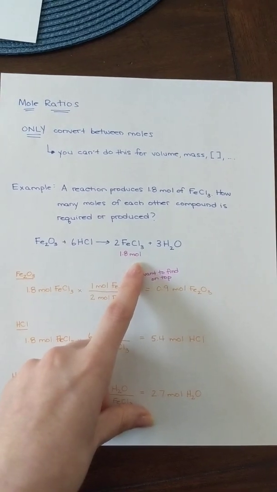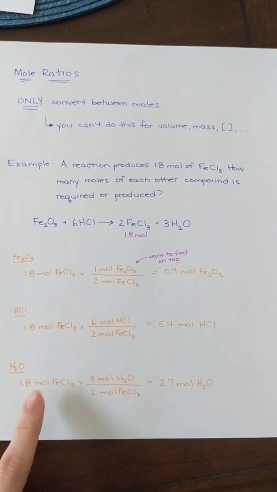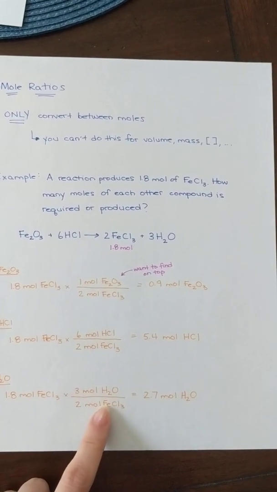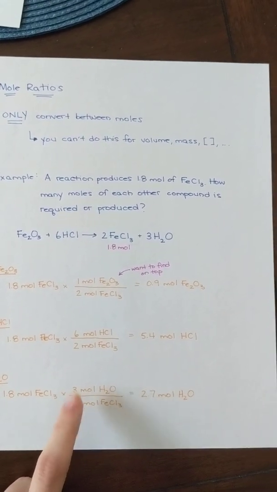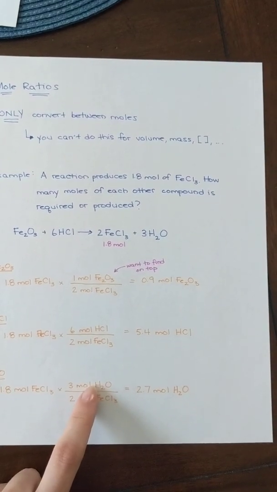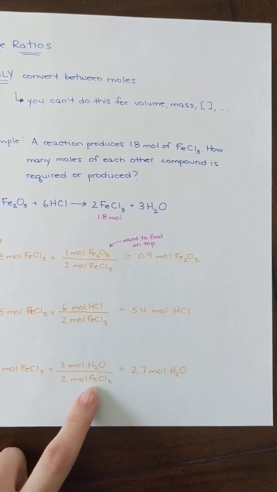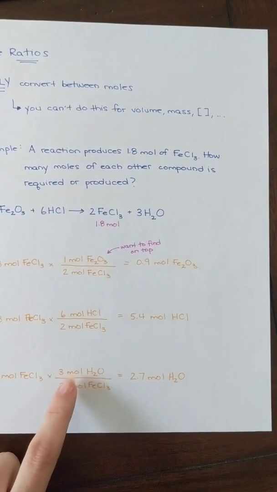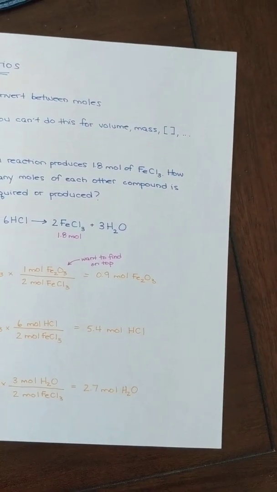Water last, starting the exact same way with the information that was given to us in the question. We make a ratio. The numbers we've chosen come from that balanced chemical reaction. Water goes on top because that's what we're trying to find. Iron chloride goes on the bottom because that's what we already have information for. We do our 1.8 times 3 divided by 2, and on the other side, we end up getting 2.7 moles of water.